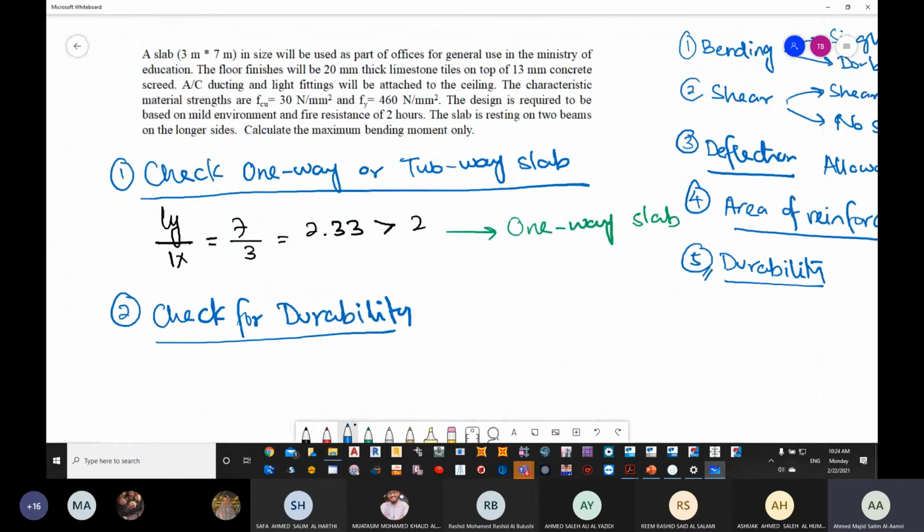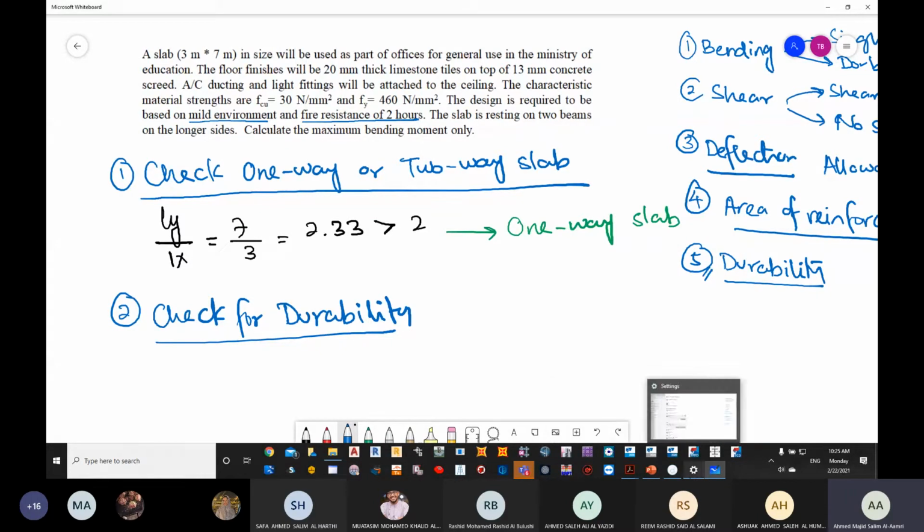the question says that the design is required to be based on mild environment and then fire resistance of 2 hours. Okay, so now you will see that 2 cases or 2 scenarios have been given. One, that I need to protect my reinforcement from the environment, from the exposure. And then we have our element to be protected from fire for 2 hours. Okay, so 2 things need to be taken into account. One is the exposure or the environment. The other one is going to be the fire resistance.